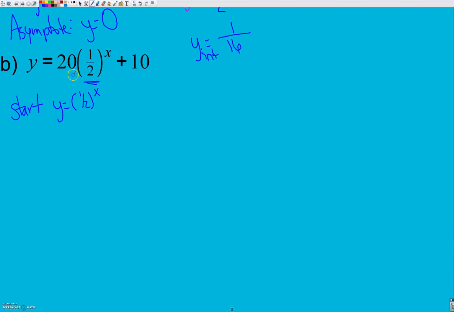Okay, we have this 20. That's our a value. So the 20 is a stretch factor. The 10 on the end, since it's not with our x, means it's going to be up and down. And here we're going to go up 10. So that changes everything that has to do with our height. Because we went up 10, that's like our y value. So that's going to change our range and our asymptote.